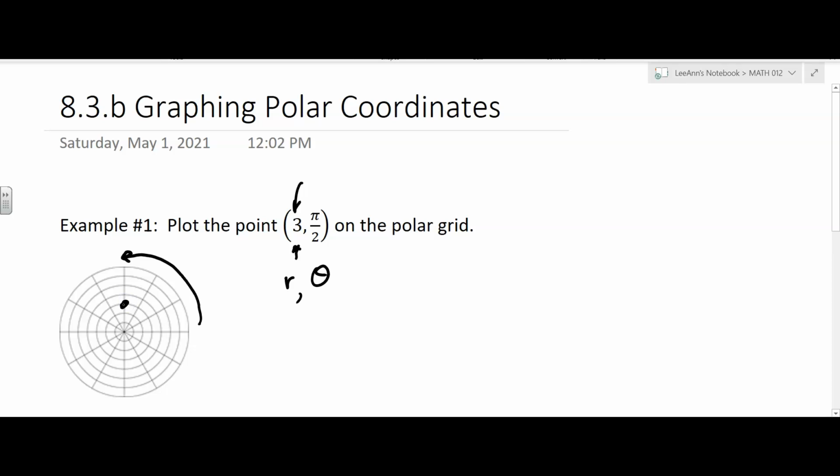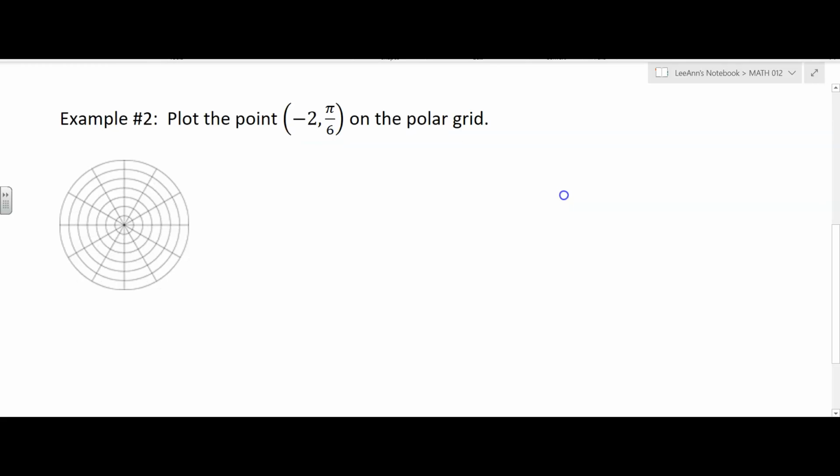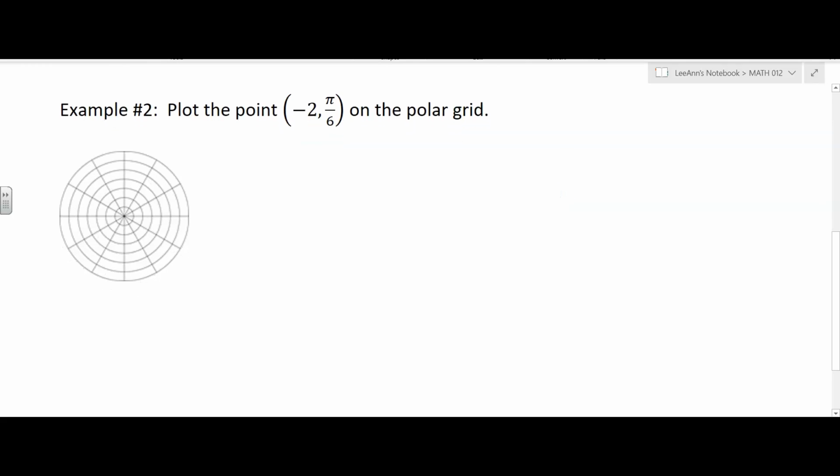We're just graphing the point. Okay? So plot the point (3, pi over 2) on the polar grid, and we did that. All right, there's another example. Plot the point (-2, pi over 6).